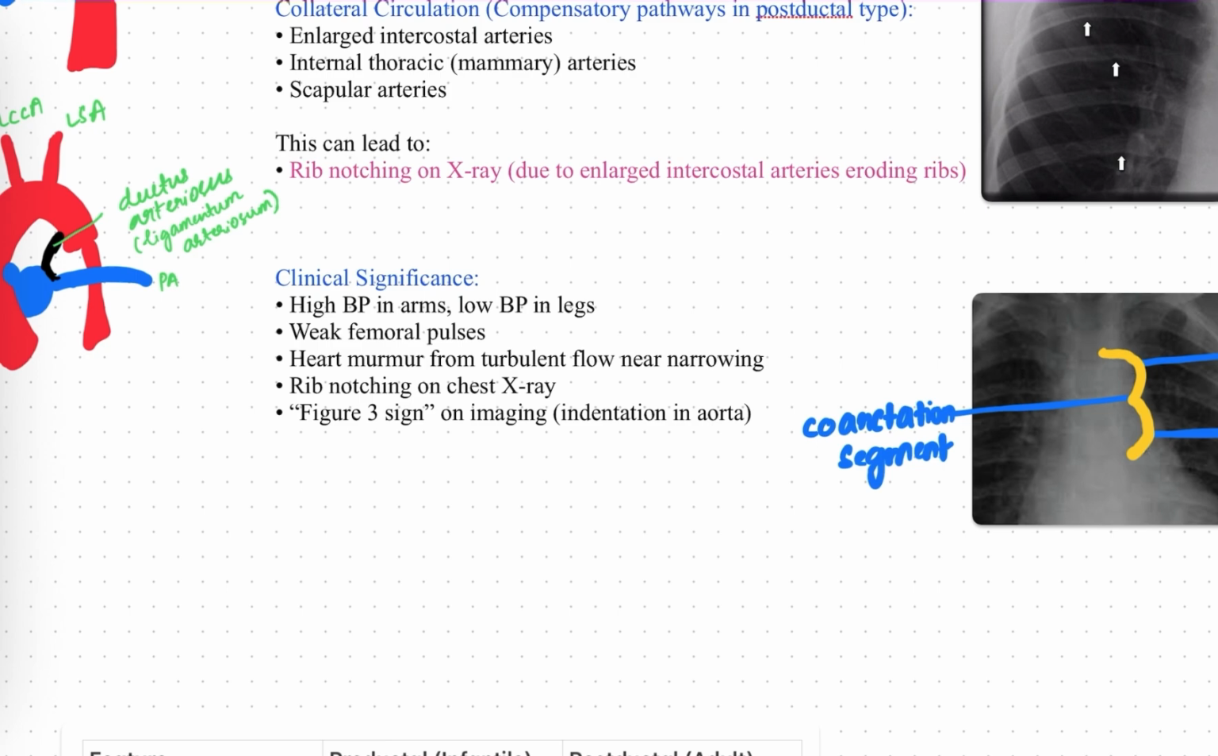Second thing is weak femoral pulses. This is also because of the low circulation in the lower part of the body. Heart murmurs from turbulent flow near the narrowing. Because of this, near the narrowing there is turbulent flow. Because of that, we will hear the heart murmur.